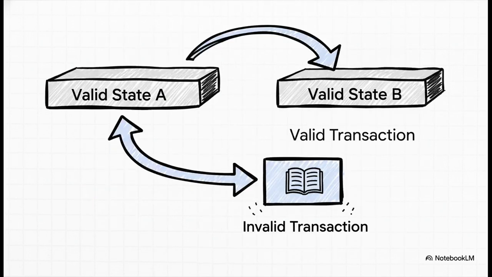Next, we've got C for consistency. This just means the database has to play by its own rules. So if there's a rule that says a bank account balance can never, ever drop below 0, consistency makes sure no transaction can break that rule. The database is always moving from one valid, rule-abiding state to another. It never ends up in a weird, illegal state.